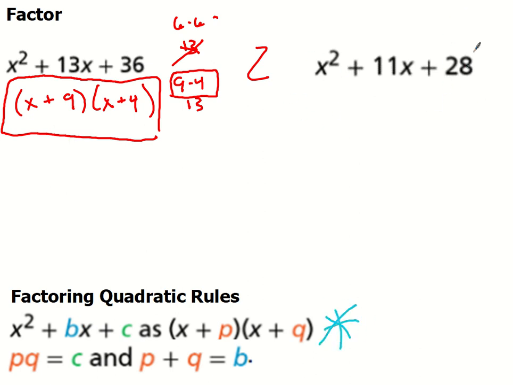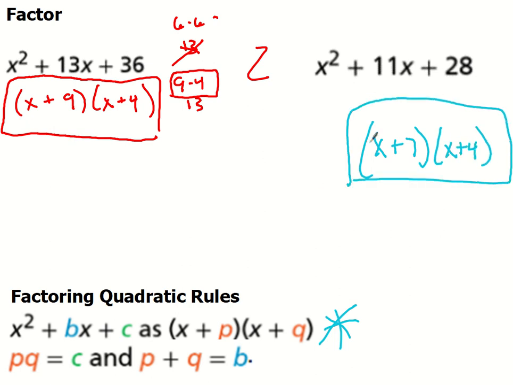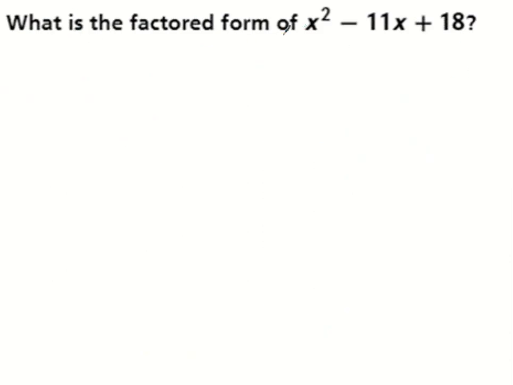So doing this one, I'm looking at what are factors of 28 that are going to add up to 11. Well, the factors of 28 that add up to 11 are 7 and 4. So that means I'm going to get x plus 7, x plus 4. And I'm done. Because 7 times 4 is 28, 7 plus 4 is 11, so when I multiply this out, this is going to give me this value. So the factored version of this is this. So go ahead and try this one on your own.